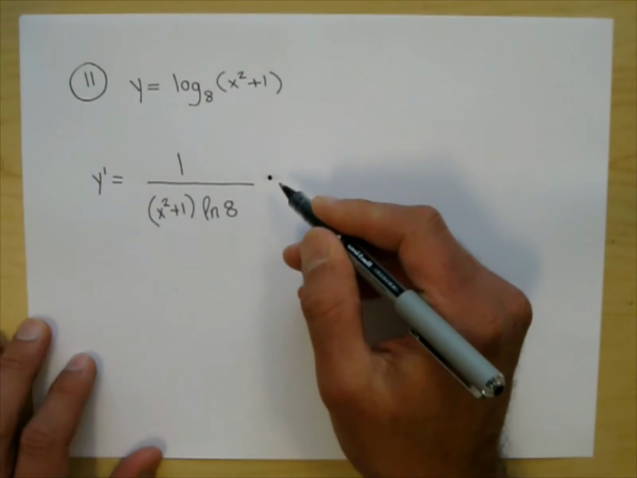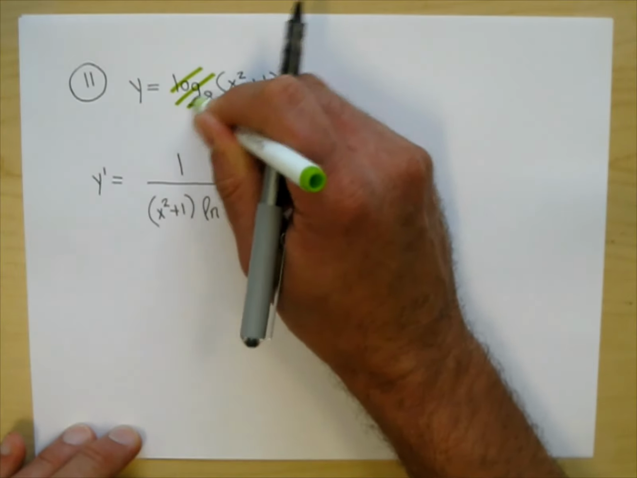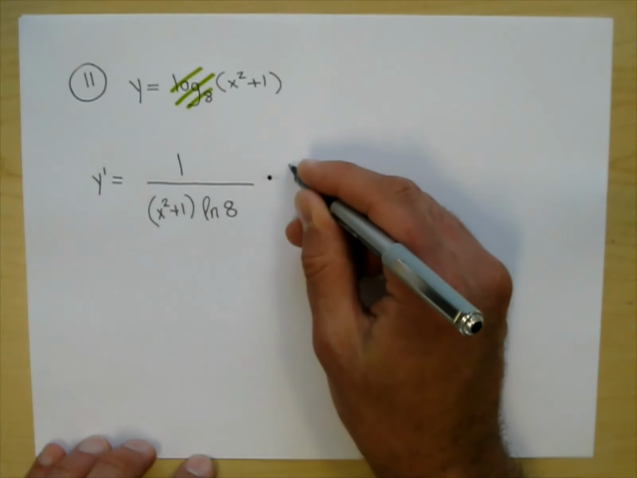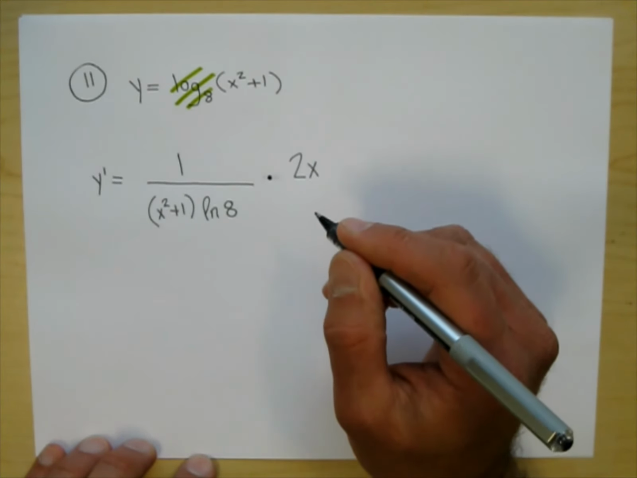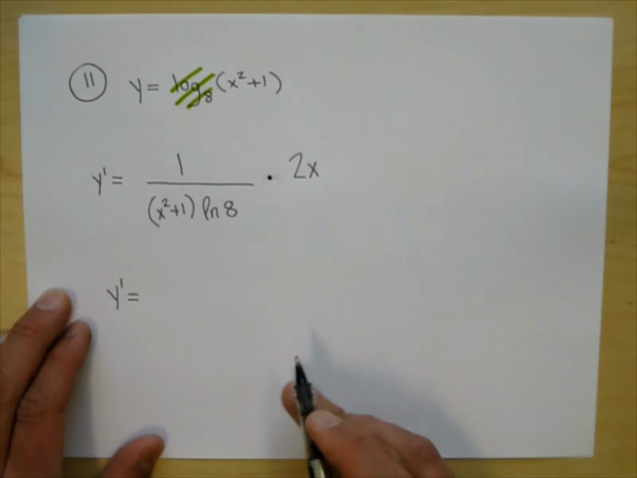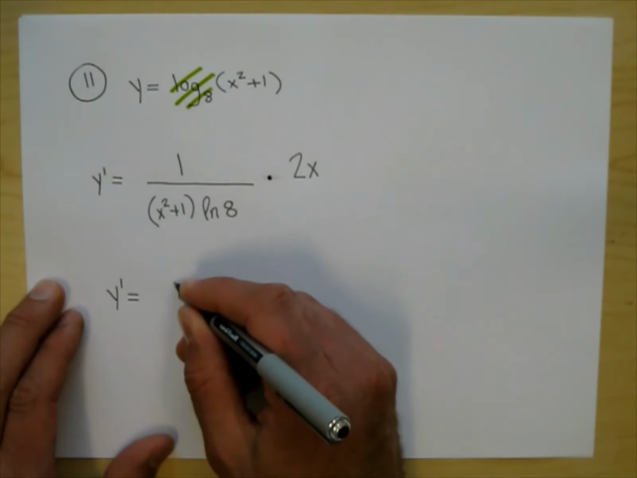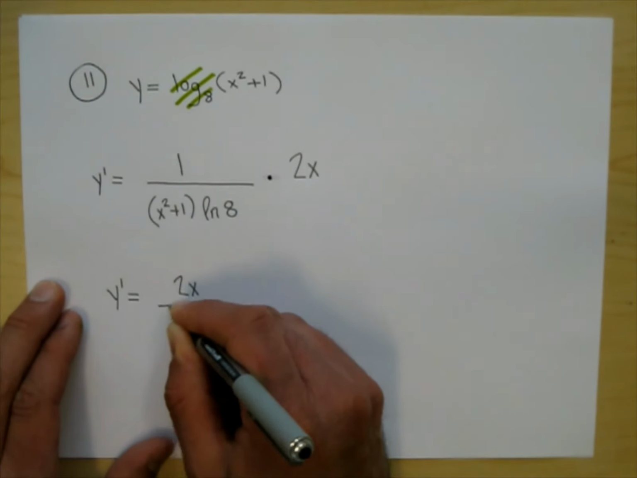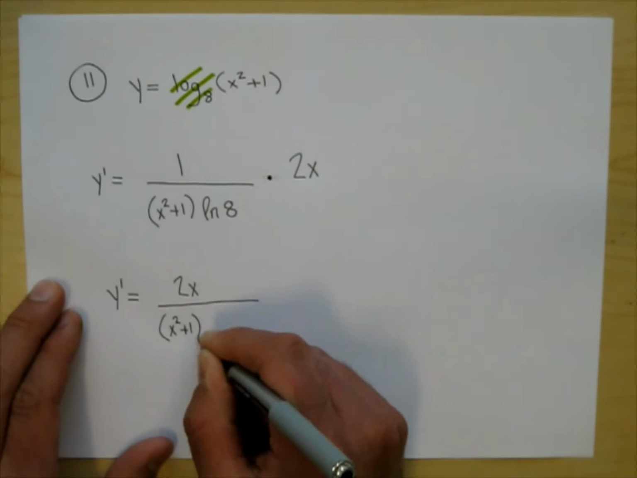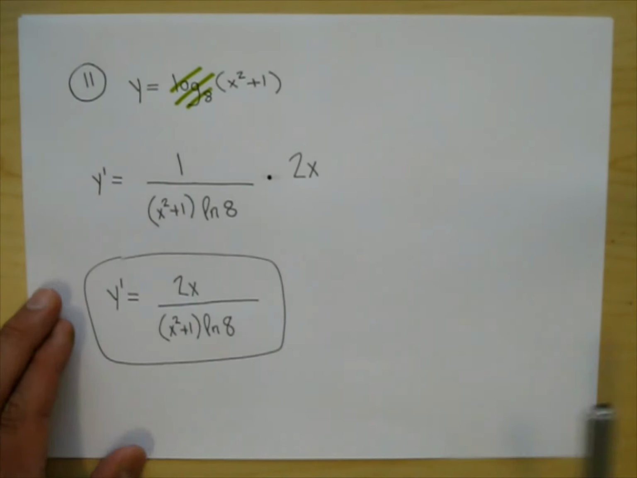Okay, this is multiplied by, I'm doing the chain rule, I just went ahead and got rid of that. The derivative of x squared plus 1, which is 2x. So my final answer, I don't think there's anything really that I can do, is write this as 2x all over x squared plus 1. And we have the ln 8. There's my final answer.